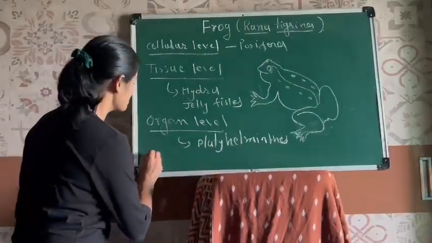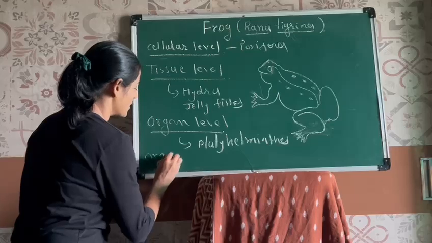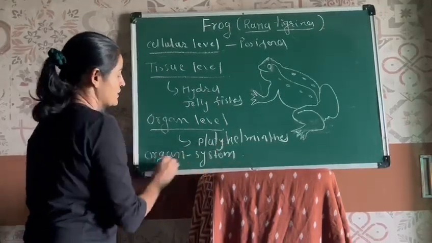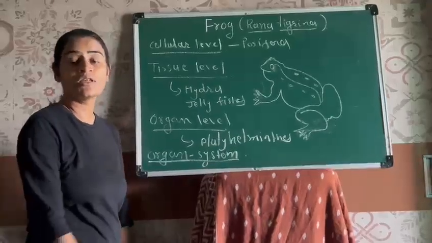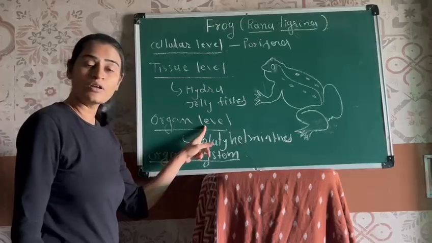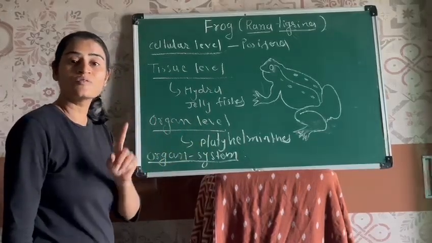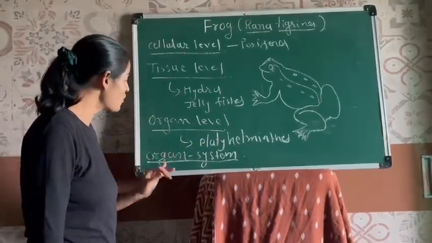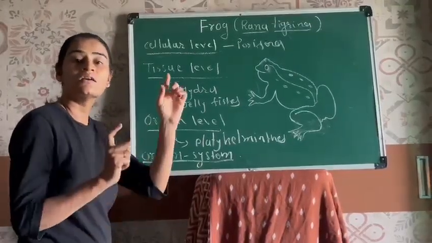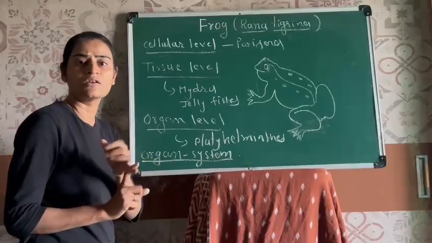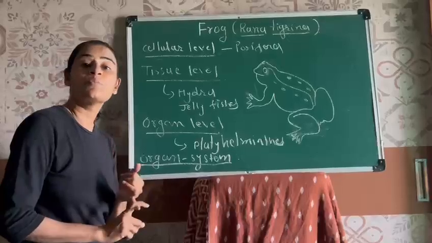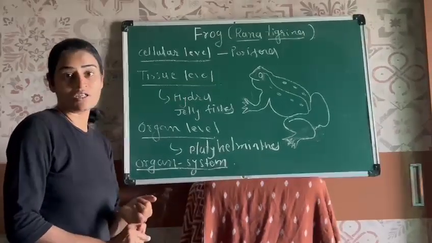The last one is the organ system level of organization. Here a group of organs come together and perform a function. For the organ level, we can take the example of the stomach only. But in the case of an organ system, we take the stomach, intestine, from the mouth to the anus, and all the associated glands, which come together and perform a particular function like digestion.